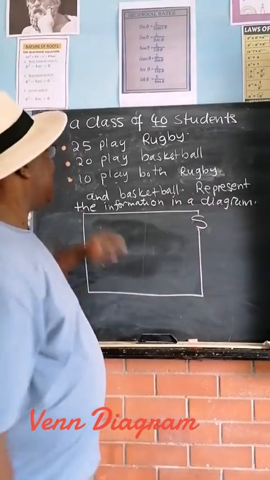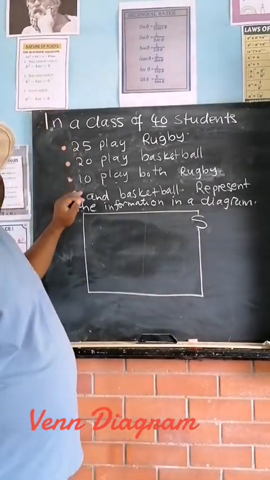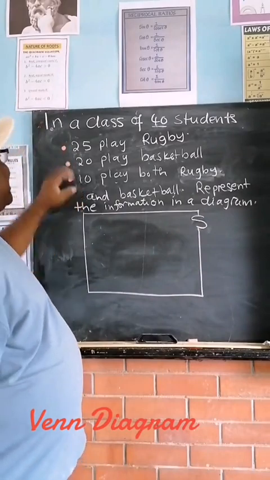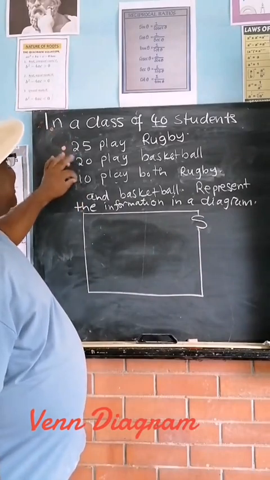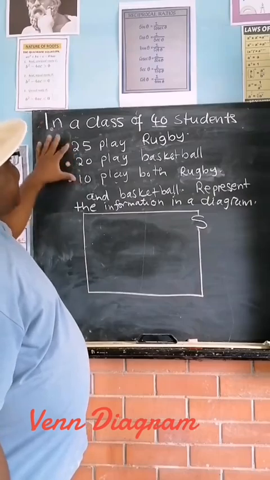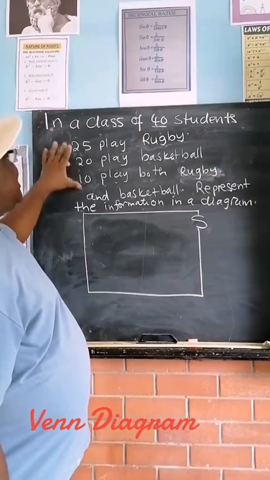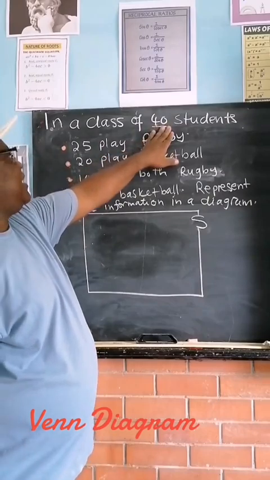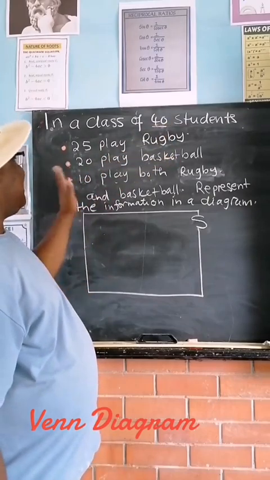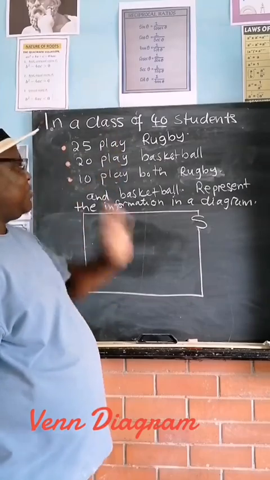If you check these numbers, you might suspect that there is an error somewhere, because these numbers, 25, 20, 10, added together, give us 55, which outnumbers what we have there. Where is the problem? Is there a mistake somewhere? No, there is no mistake.